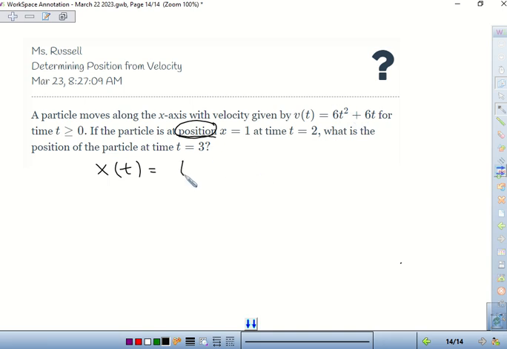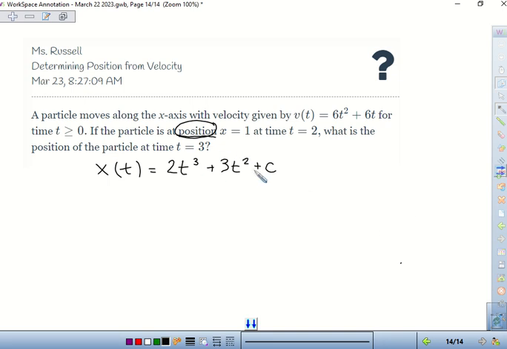So this is going to become t cubed because it goes up, and then we're going to divide 6 by 3, which is going to be 2. Plus, this is going to go up 1, so it's going to be t squared, and it's going to be divided by 2, so it's going to be 3. And then, of course, I have to put in the plus c.